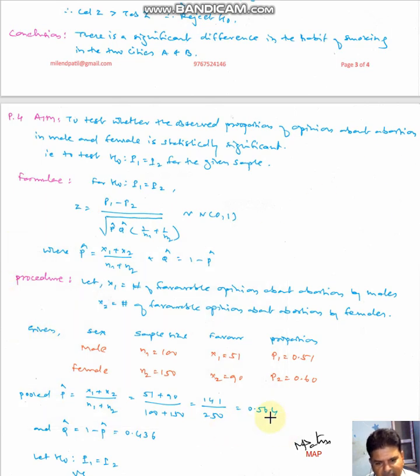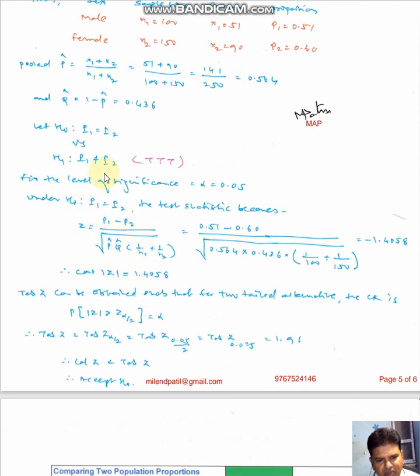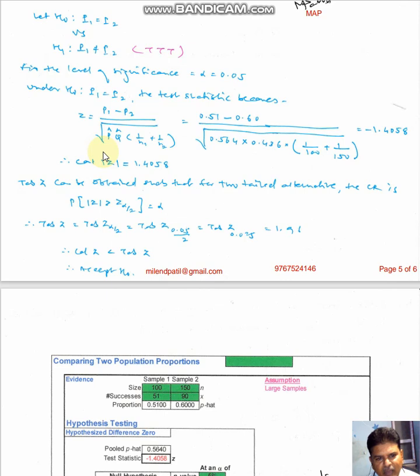So H0 and H1 are known to us. H0 is P1 is equal to P2, H1 is P1 is not equal to P2. Calculated value of Z, what we are getting by putting all these values? We are getting the value as minus 1.40. And what is the table value of Z at 5% level of significance? Since it is a two-tailed test, the value is 1.96. Therefore, calculated Z is less than table Z, we can accept H0.